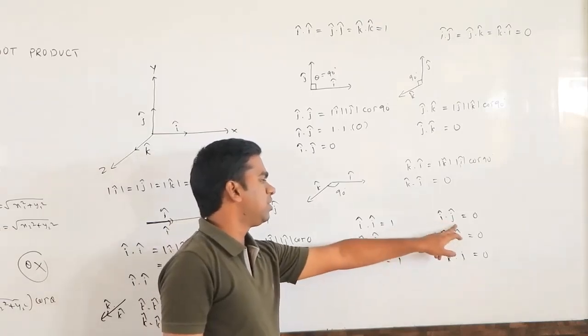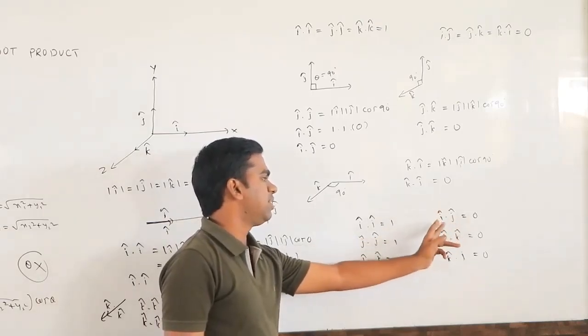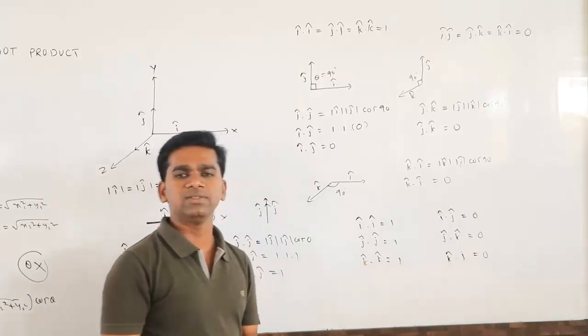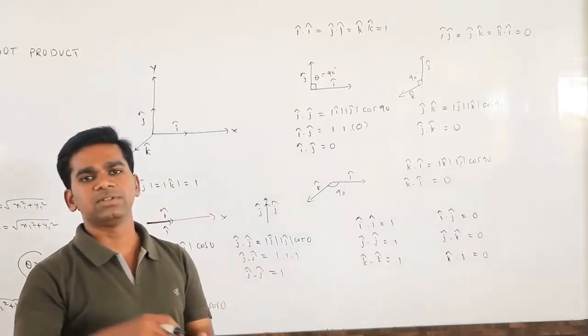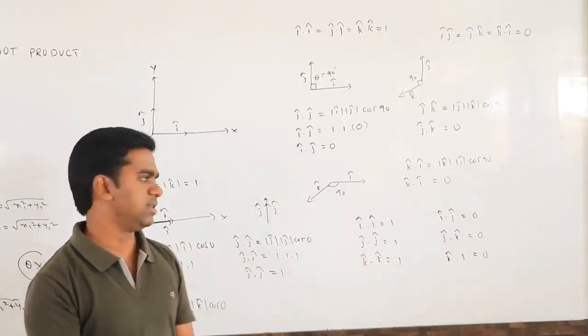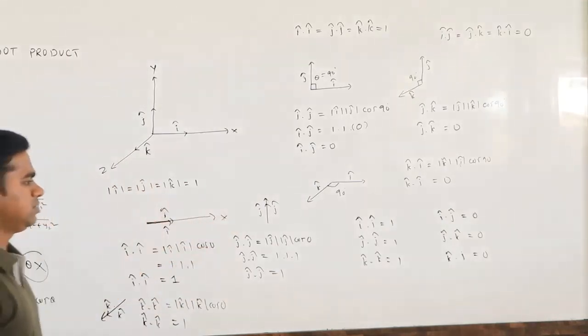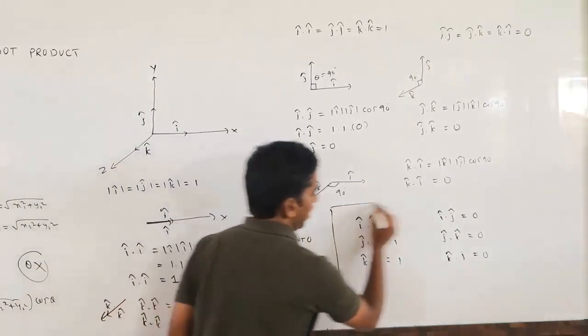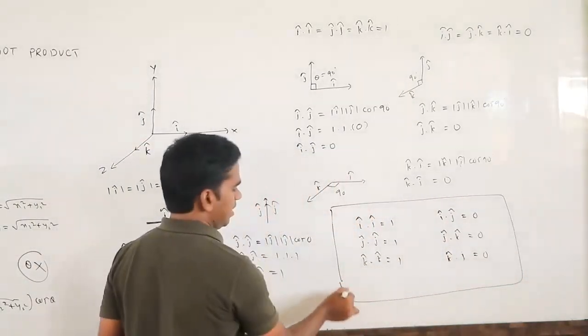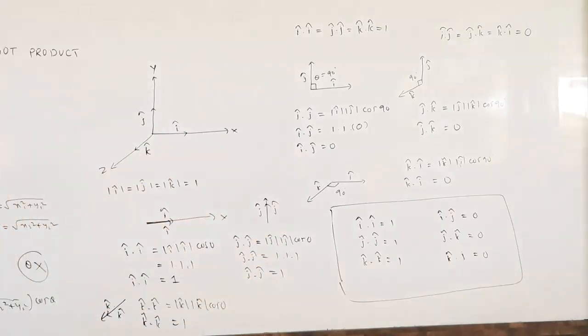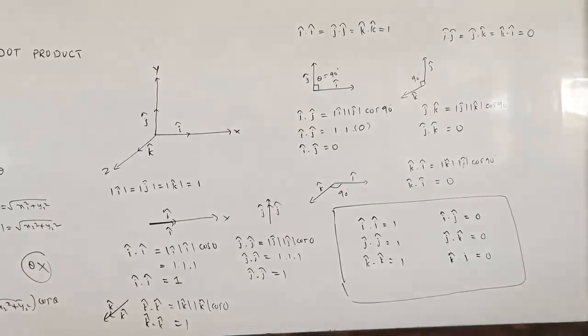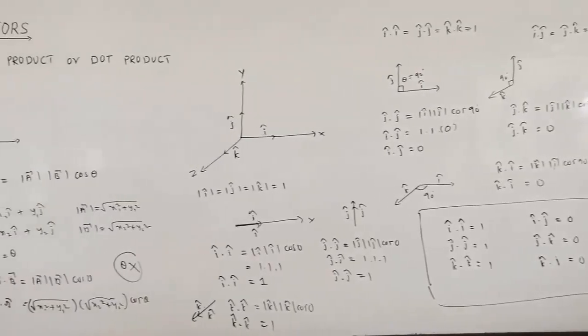i cap dot j cap or j cap dot i cap is going to be 0, because the angle is going to be 90 only. Cos of minus theta is again cos theta. So remember, this is very important. I am going to use this in many problems, so try to remember that one. Instead of remembering, as you know the basic formula, a dot b equals ab cos theta, apply whatever they give, i j or j k, whatever, and you will get the answer.